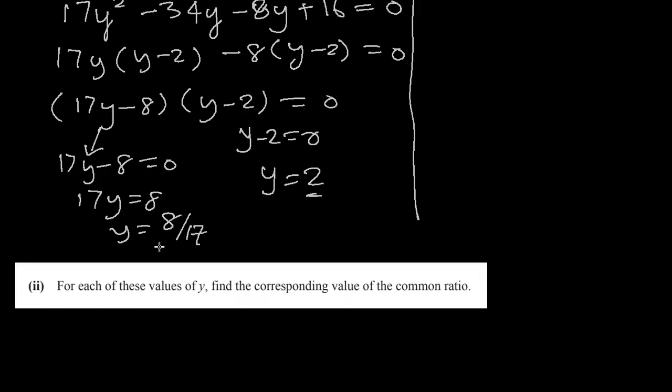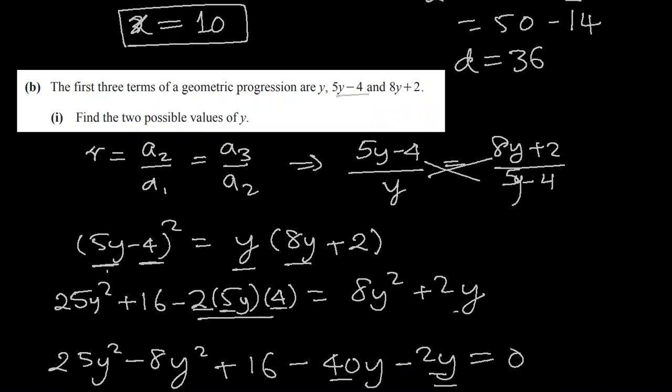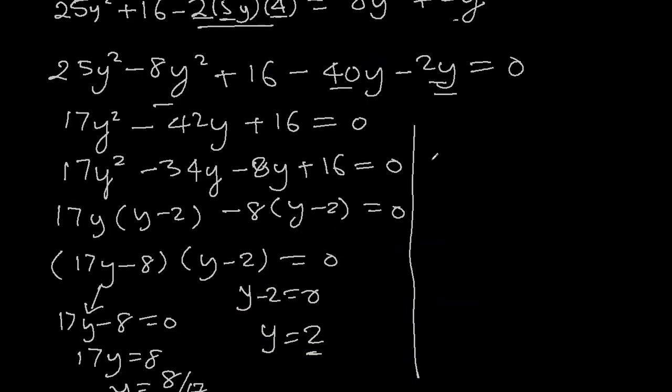For each of these values of y, 8 over 17 and 2, find the corresponding value of the common ratio. Alright, so that means we have to go back to our initial equation we made. So we can use this one: r equal to A2 over A1. A2 is 5y minus 4. We can use only one. Okay. So r equal to (5y minus 4) over y.